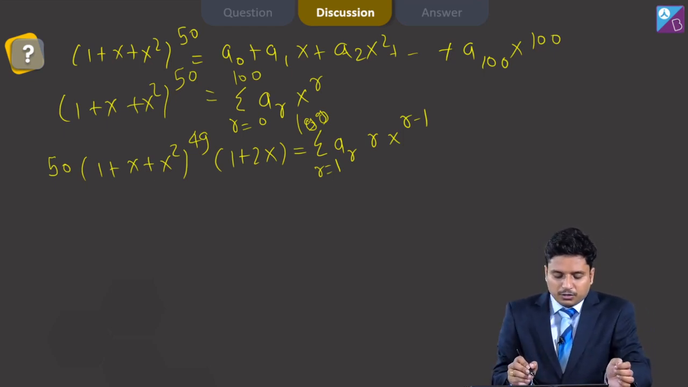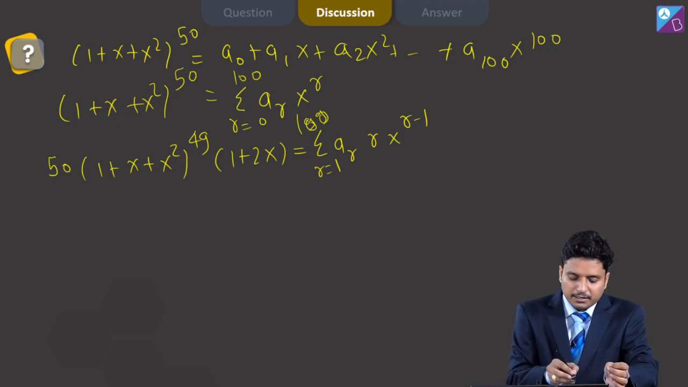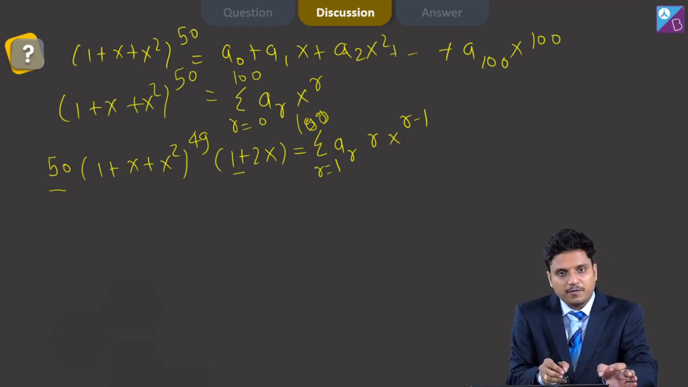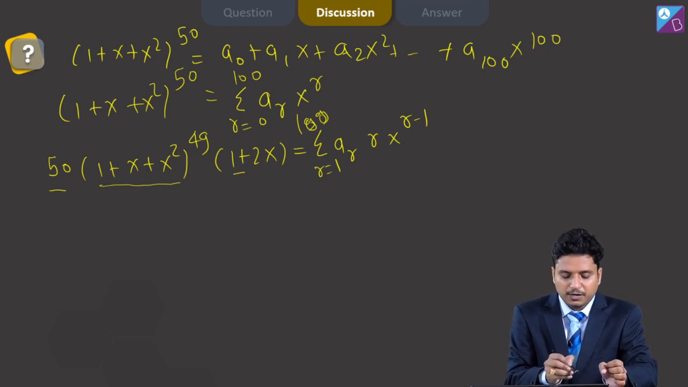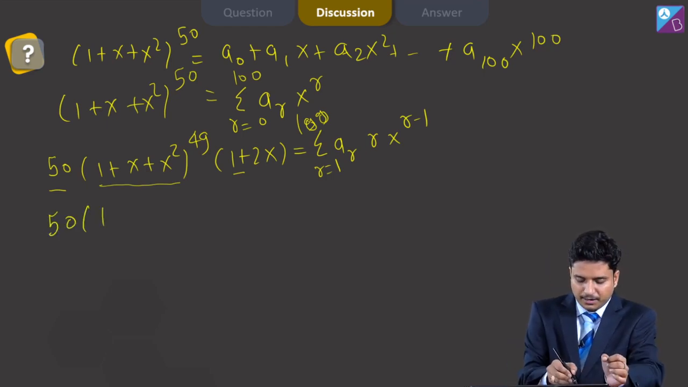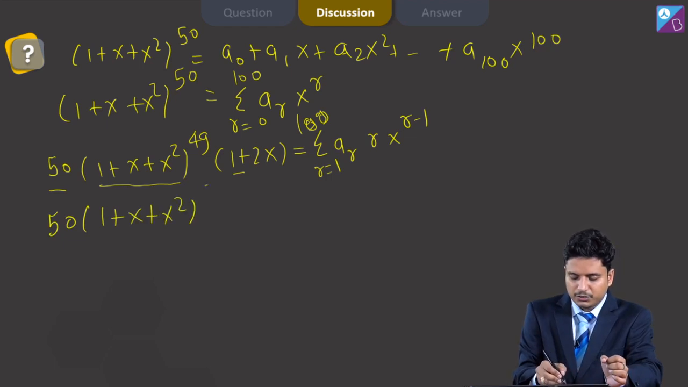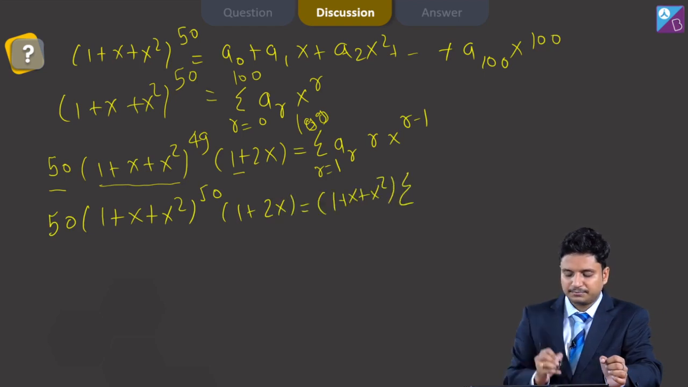So now what we can see, if we compare coefficient of x raised to power k from both the sides, what we will get, here 50 is there, 1 is there, and in order to get x raised to power k from left hand side, we have to find coefficient of x raised to power k from this (1 plus x square) raised to power 49. So what will be the expression? It will be 50 (1 plus x square) raised to power 49 into (1 plus 2x) is equal to, here we will get (1 plus x square) into this summation thing.